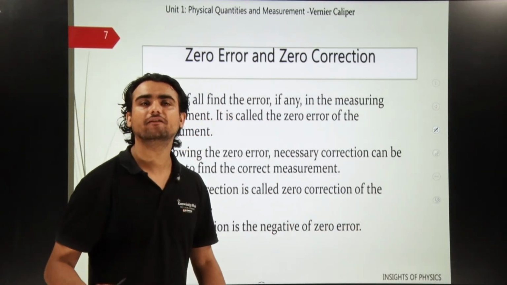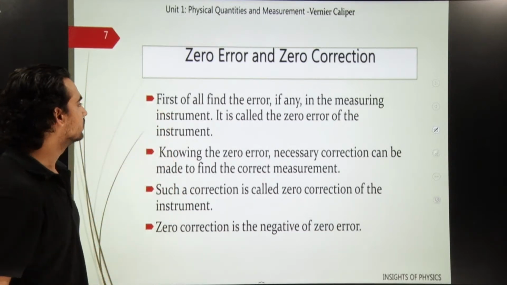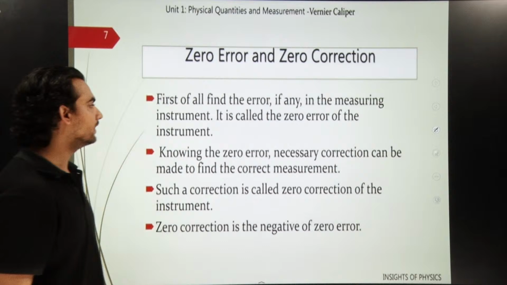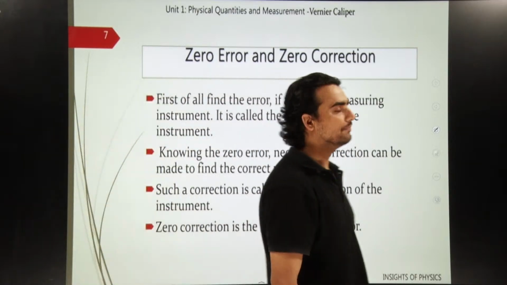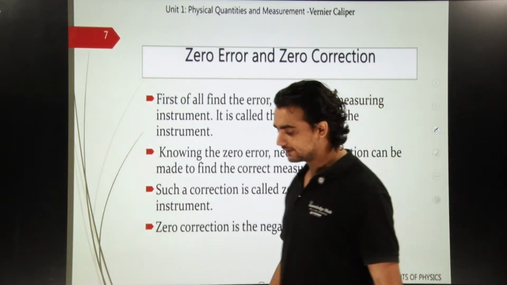If I take a reading, I will have an error. So, zero error. What is zero error or zero correction? First of all, the error in any measuring instrument is called a zero error. So I'll give you an example.